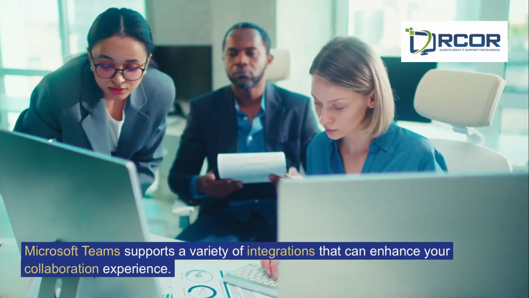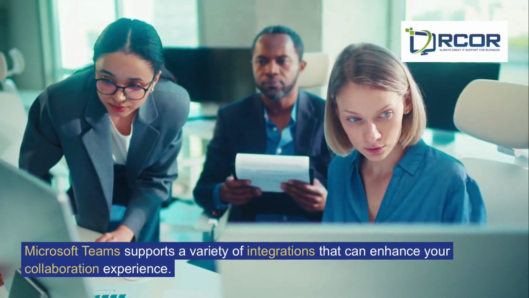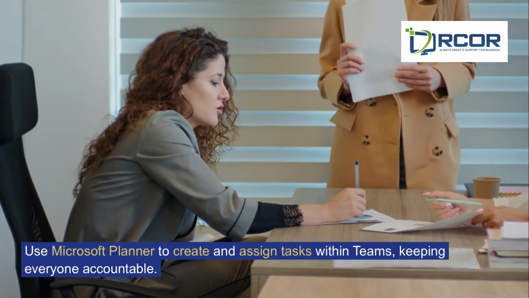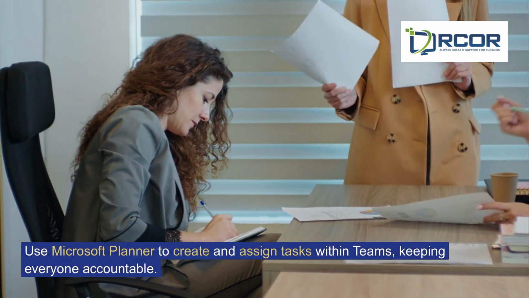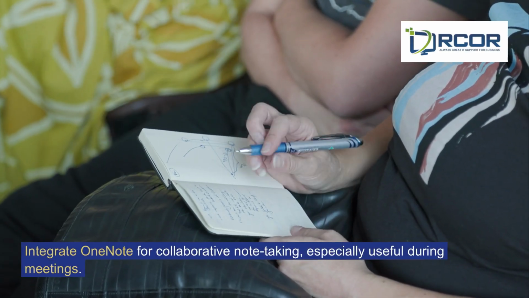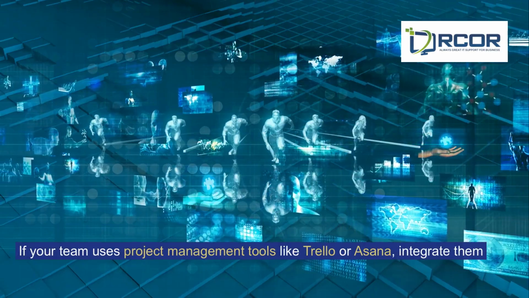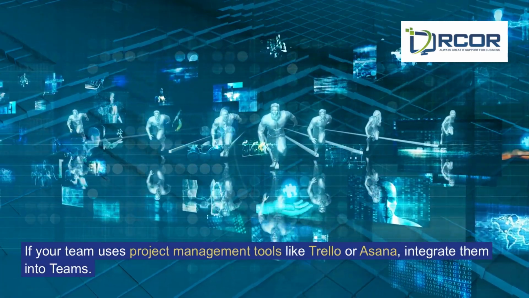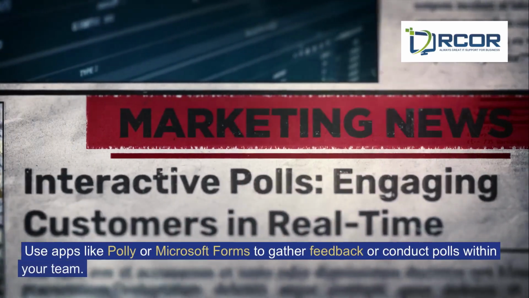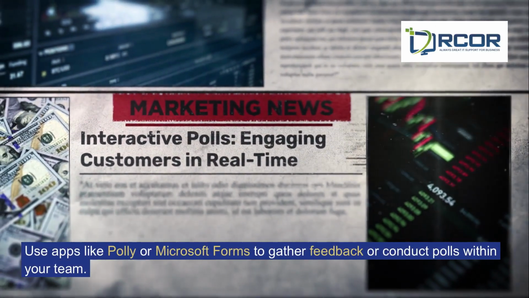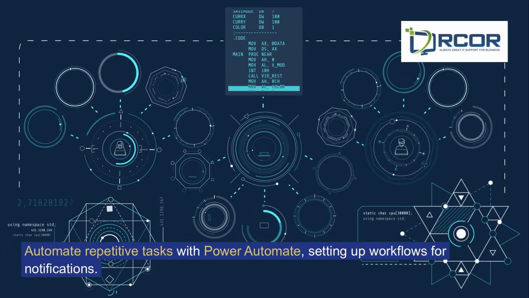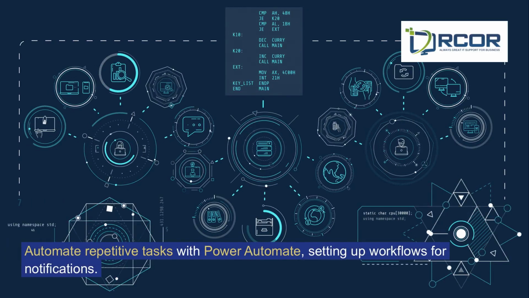Microsoft Teams supports a variety of integrations that can enhance your collaboration experience. Use Microsoft Planner to create and assign tasks within Teams, keeping everyone accountable. Integrate OneNote for collaborative note-taking, especially useful during meetings. If your team uses project management tools like Trello or Asana, integrate them into Teams. Use apps like Polly or Microsoft Forms to gather feedback or conduct polls within your team. Automate repetitive tasks with Power Automate, setting up workflows for notifications.